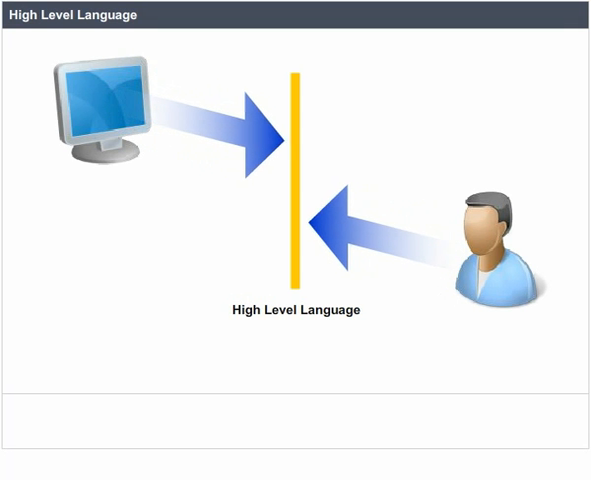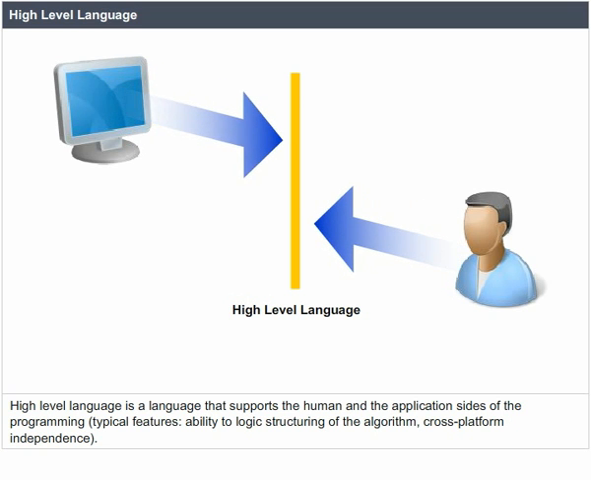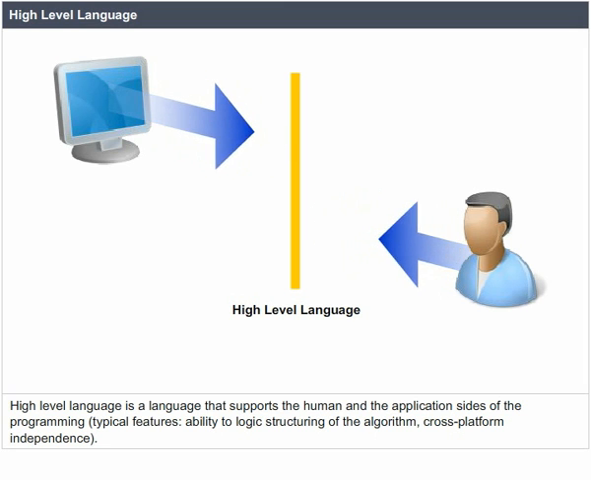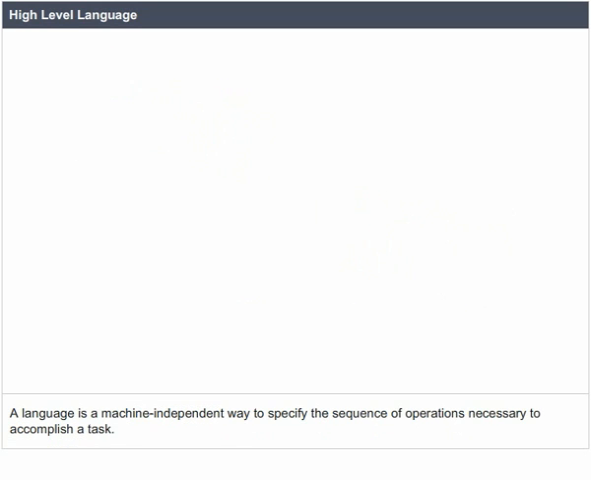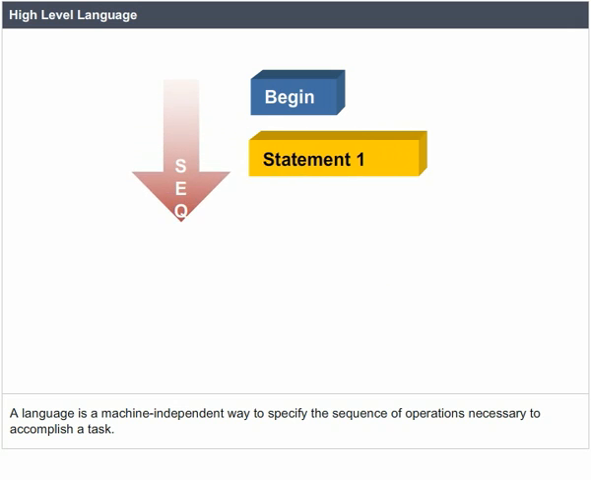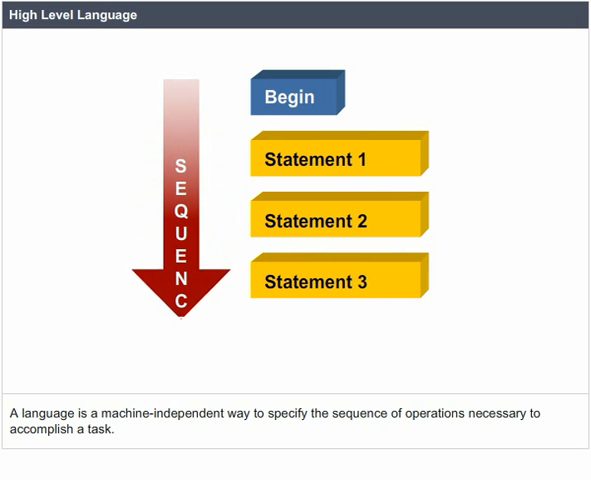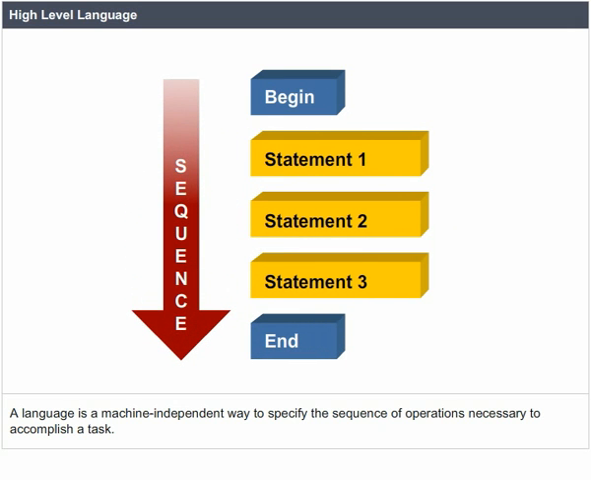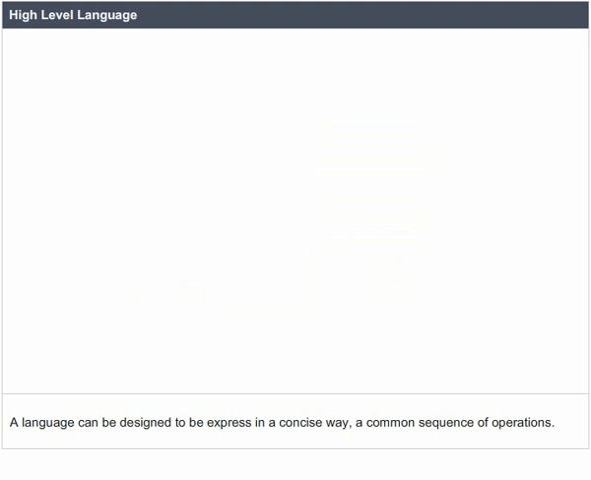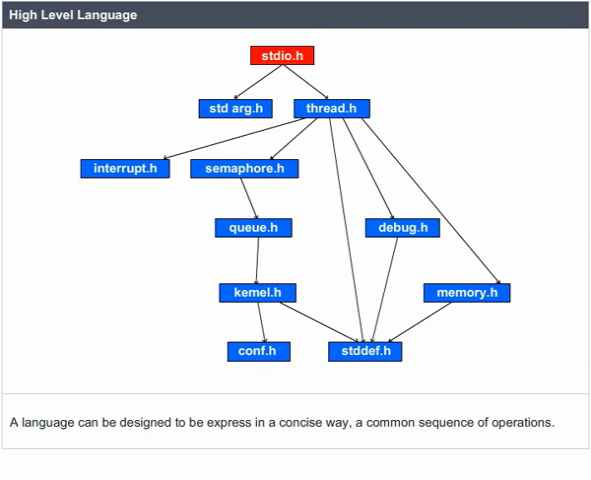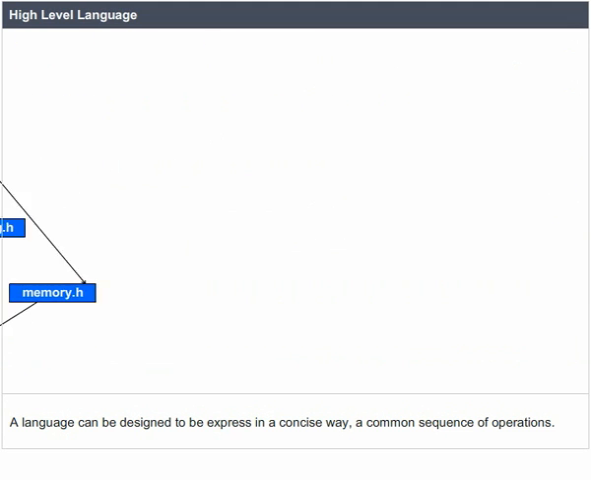High-level language. High-level language is a language that supports the human and the application side of programming. Typical features: ability to logically structure the algorithm, cross-platform independence. A language is a machine-independent way to specify the sequence of operations necessary to accomplish a task. A language can be designed to express a common sequence of operations in a concise way.